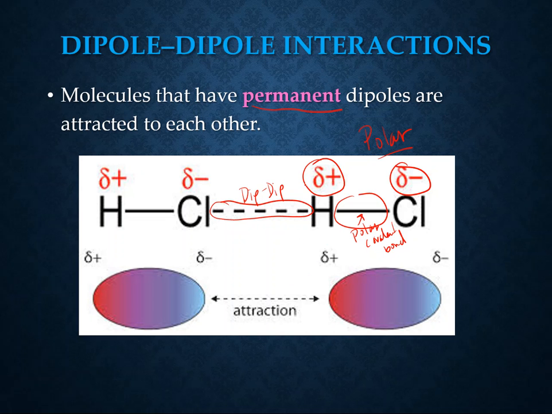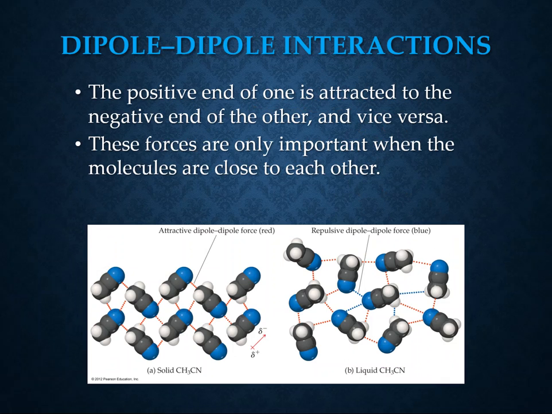Now what you see here, of course, the permanent dipoles, you have a partial positive side, a partial negative side. So the partial positive side of one molecule attracts the partial negative side of the other. And that's basically what we're seeing here for dipole-dipole interactions. Now this is an interesting diagram. Like I said, positive end attracts the negative end of another molecule. So they're between here. Forces are important when they are close together.